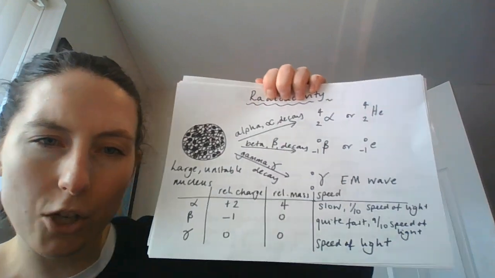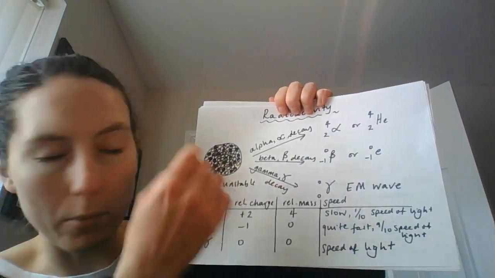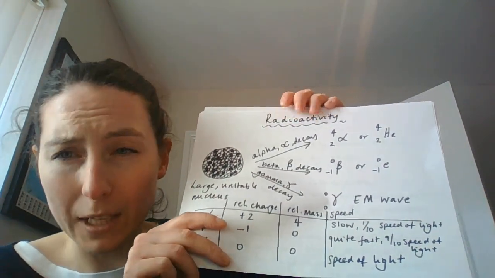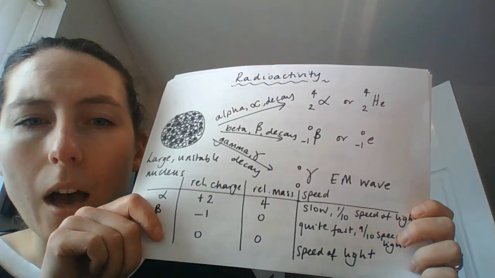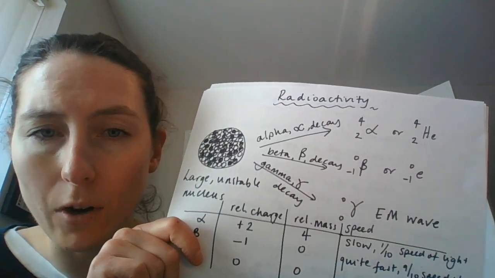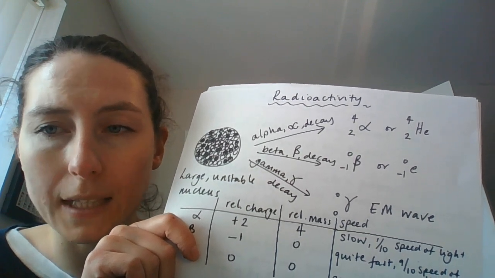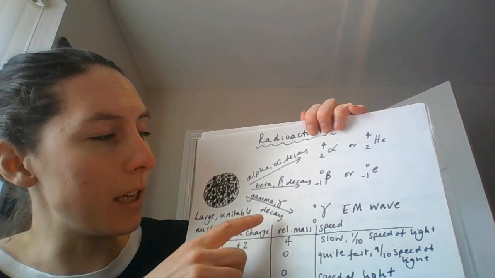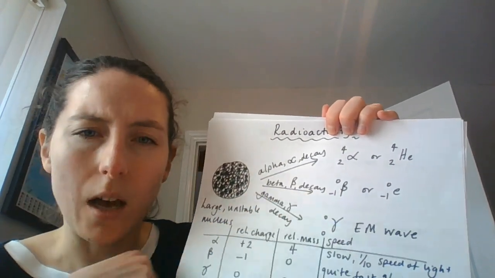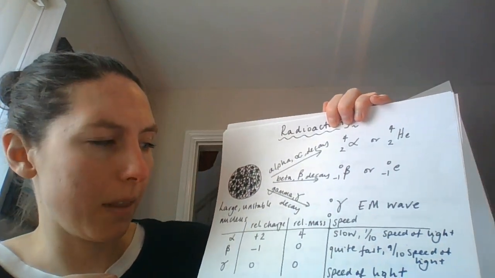The third type of radiation is gamma waves, which are a form of electromagnetic radiation. Now, these are waves, they are not particles. They have zero mass, zero charge. So gamma radiation changes nothing at all about the nucleus except reducing the energy. So this normally happens alongside an alpha or a beta decay.